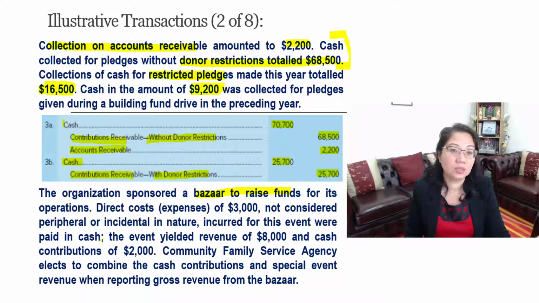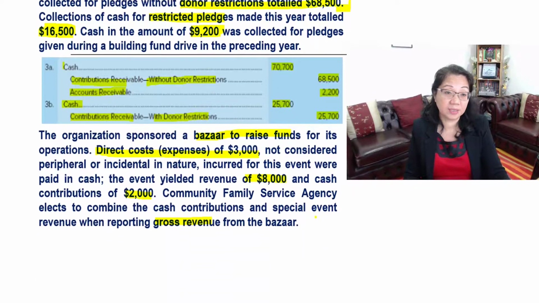Now, the organization sponsored a bazaar to raise funds for its operations. So this is a special event. The direct cost is 3,000 paid in cash, and the event yielded a revenue of 8,000 and cash contributions of 2,000. So the Community Family Service Agency, it says here, elects to combine the cash contributions and special event revenue when reporting gross revenue from the bazaar.